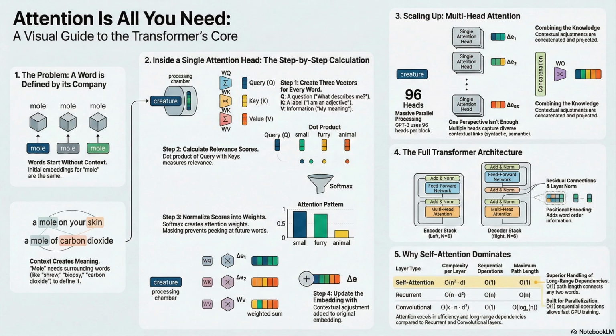Yes. The FFN is applied to each position separately. It's basically two linear transformations with a nonlinear activation function like ReLU in between, and that's what introduces the complexity and depth the model needs to really learn features from that new contextualized embedding.